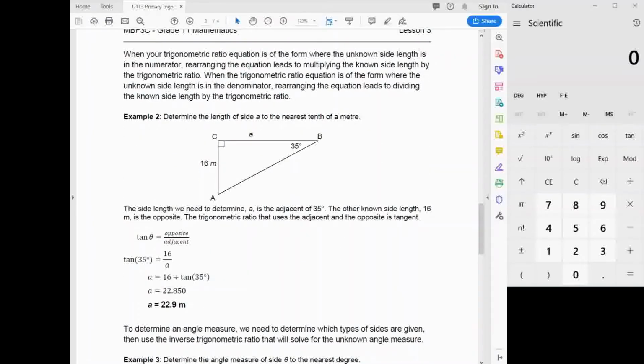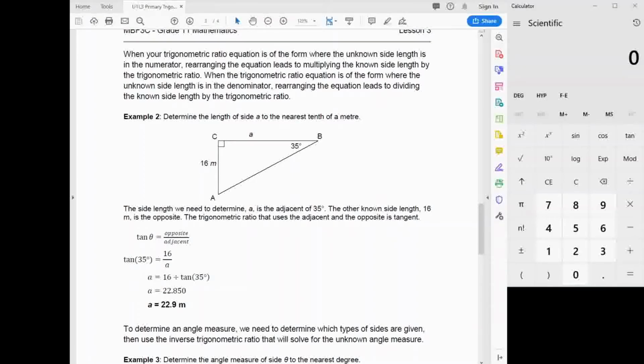So now, when our trigonometric ratio equation is in the form where the unknown side length is in the numerator, when we rearrange the equation, all we need to do is multiply by the known side length. But if our unknown side length is in the denominator, then we divide by the trig ratio. So let's do an example to show you what that means.